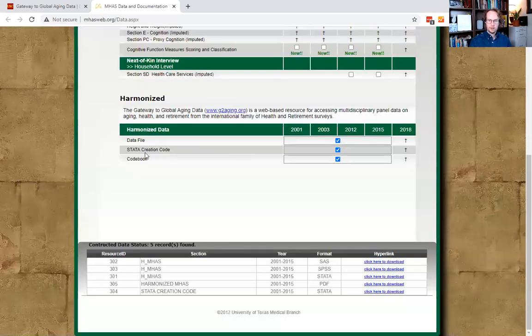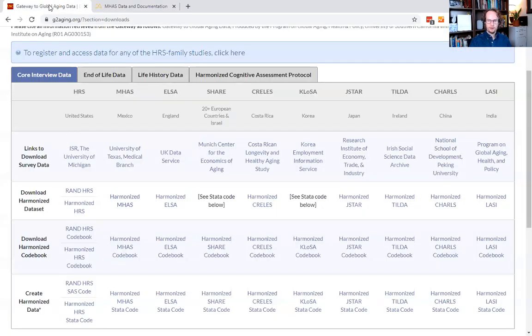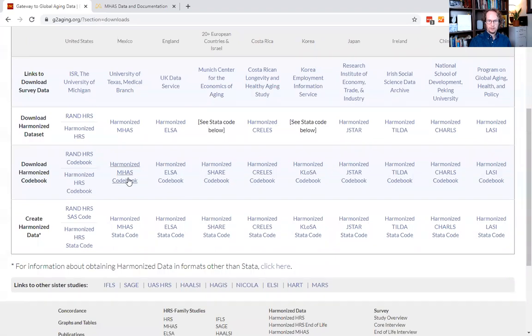The Stata creation code and the codebook are also available from the Gateway website. You can download them here, but to get the data itself, you need to register, which is quite simple, and you can register and download it from the MHAS website itself.